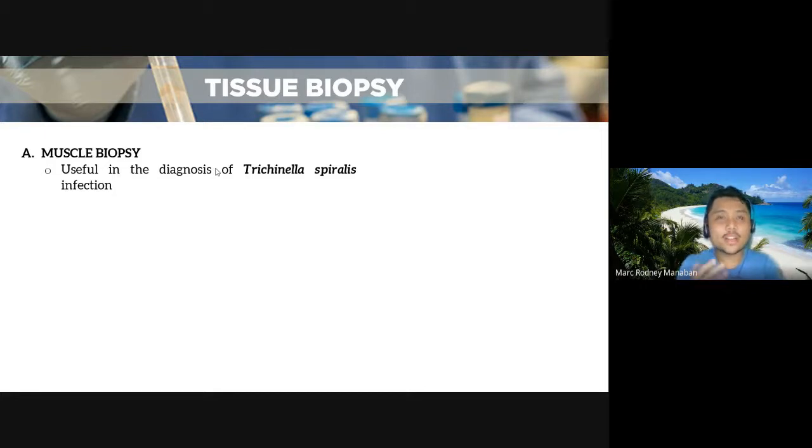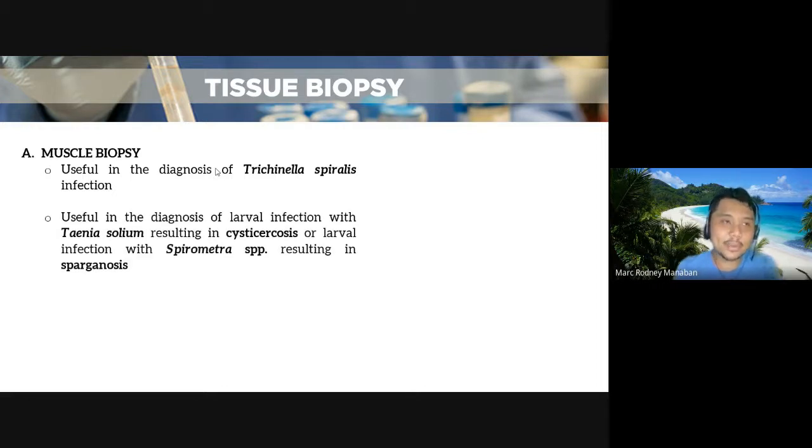So if you can remember, Trichinella spiralis, usually what we associate it with is muscle, right? Because Trichinella spiralis resides within the skeletal muscles, depending on the stage. Aside from Trichinella spiralis, you can also detect Taenia solium and Spirometra in cases of cysticercosis and sparganosis, respectively. In these situations, the larval stages of these parasites will reside within the skeletal muscles, okay? We'll discuss more about that when we go to these tapeworms.